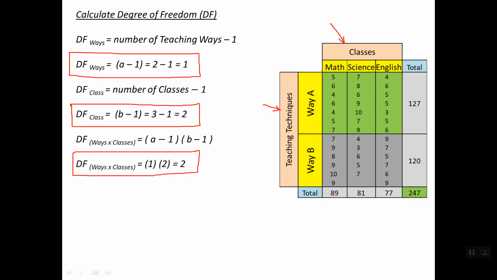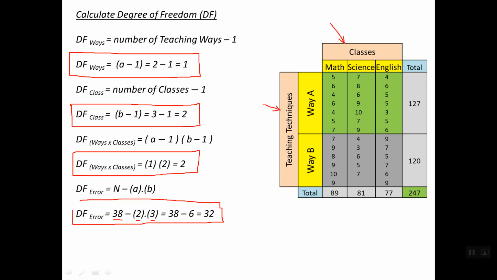Now we can calculate the degree of freedom for the error. The formula is df for the error is capital N minus A times B. Capital N represents the total number of observations. So we have capital N 38, A is 2 and B is 3. So 38 minus 6, which is equal to 32. So this is the degree of freedom for the error.